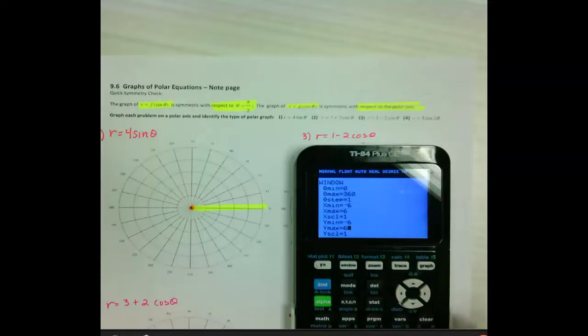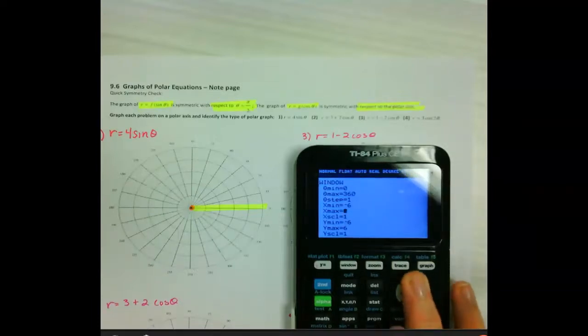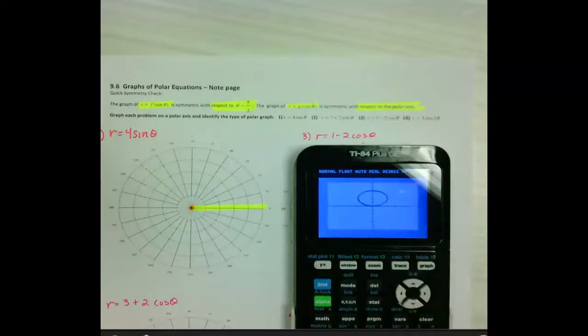All right, so now what my paper says, remember, is that I'm counting every 15 degrees. So I'm going to go up here to my theta step and make that 15 so it kind of matches my paper. And then I am going to graph it. Okay, so I'm hoping that you see a couple of things.